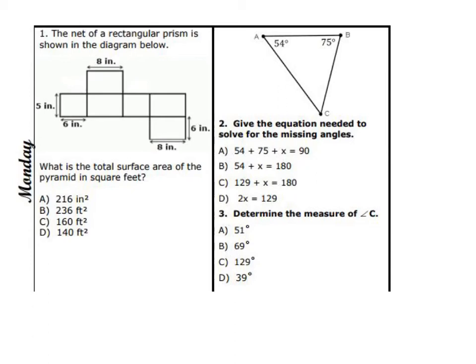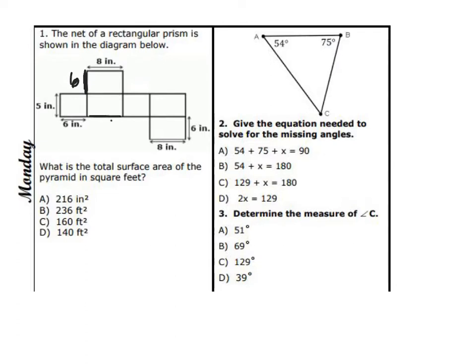Okay, so if you notice here, we do have a net. What we're going to do is first identify the dimensions that we're working on. Looking at the first one, the top one is going to be 8. And what would this be right here? 8. It's not 8, it's 6. 4. Okay, and then you have 5 and 6.